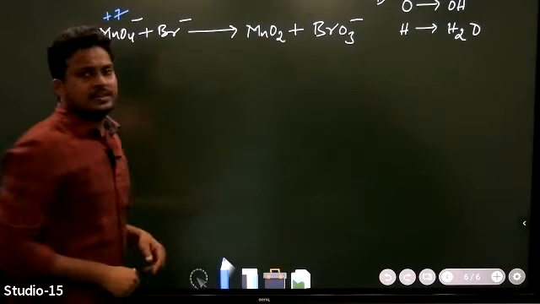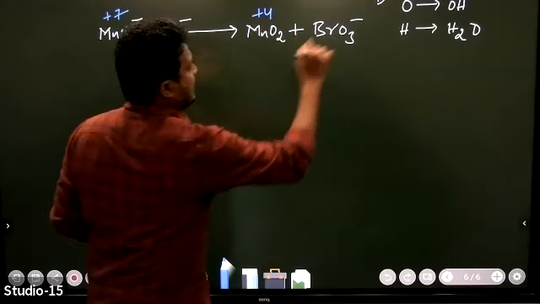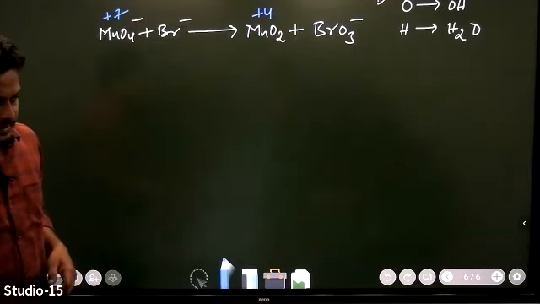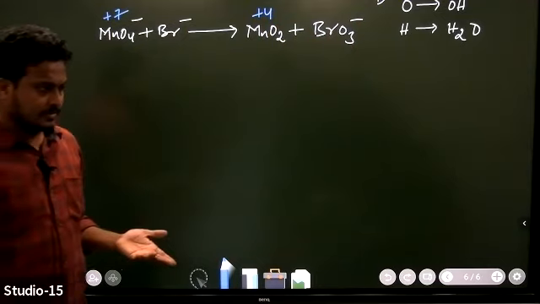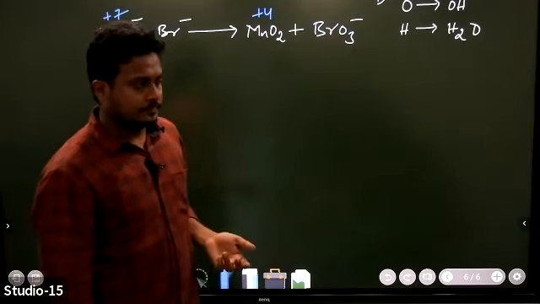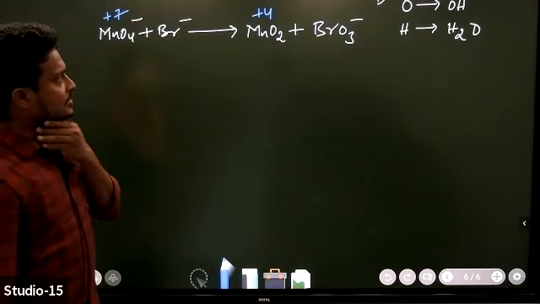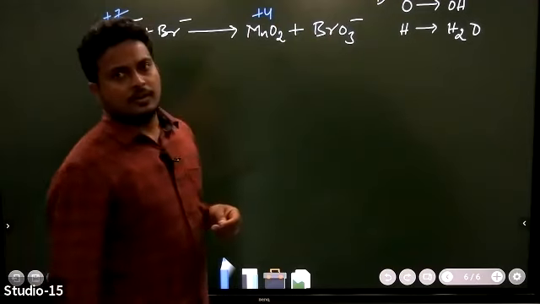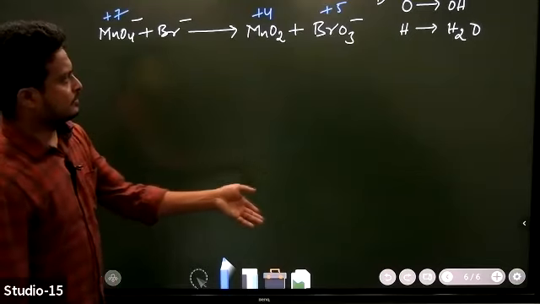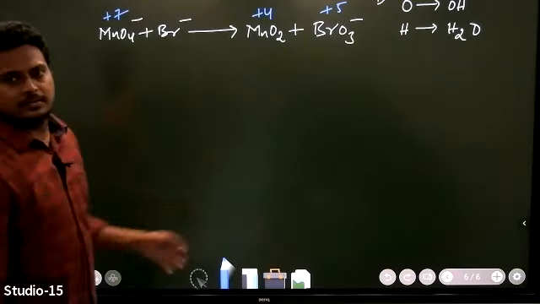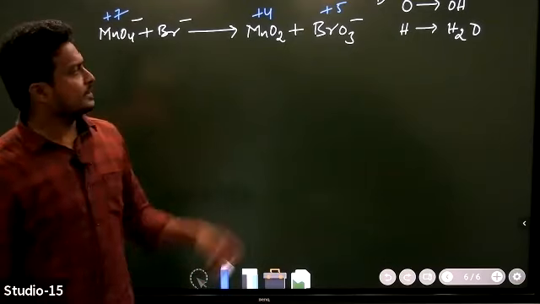In MnO2, the manganese oxidation state is +4. In BrO3 minus, the oxidation state of bromine is +5. Three oxygens give -6, so x - 6 = -1, which gives x = -1 + 6, that is +5.